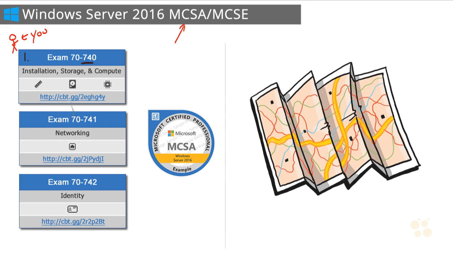Once you've conquered 740, the next natural step is to move on to 741, which is the networking exam. This exam is entirely focused on networking and already available here at CBT Nuggets, delivered by my man, Keith Barker. Once you've beat up 741, you can move on to the final exam for the MCSA, and that is the 742, which is identity, focused entirely on Active Directory. This course is also available here at CBT Nuggets and covered by my buddy, Anthony Sequeira.